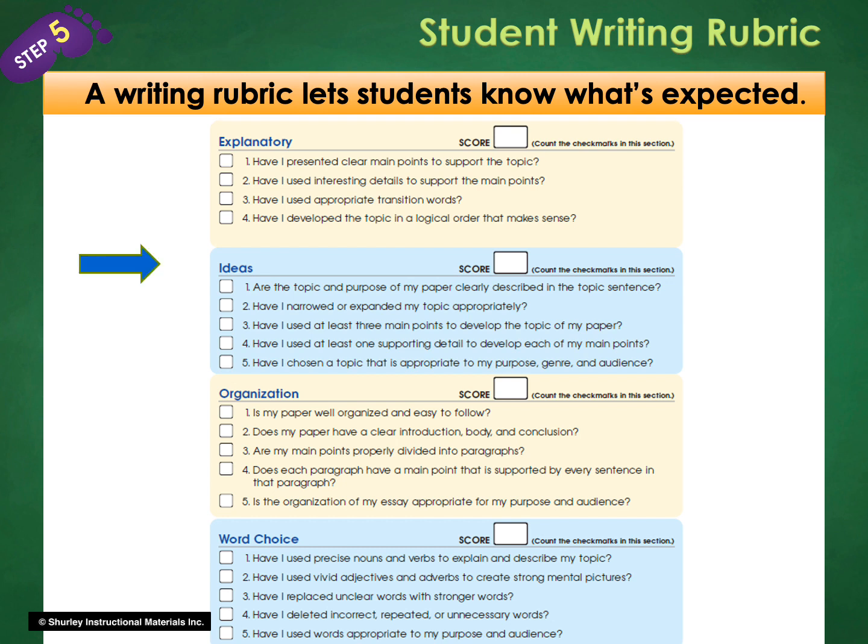When it comes to ideas, students will check to make sure that their writing topic is appropriate and clear. They will ensure that they include relevant main points with supporting details. To check for organization, the rubric will help students check their writing for an organized introduction, body, and conclusion. It will also help them make sure each paragraph contains a main point with supporting details that are aligned for their purpose and audience. The rubric will ensure that students check to see that their word choices paint a vivid mental picture in the minds of their readers.